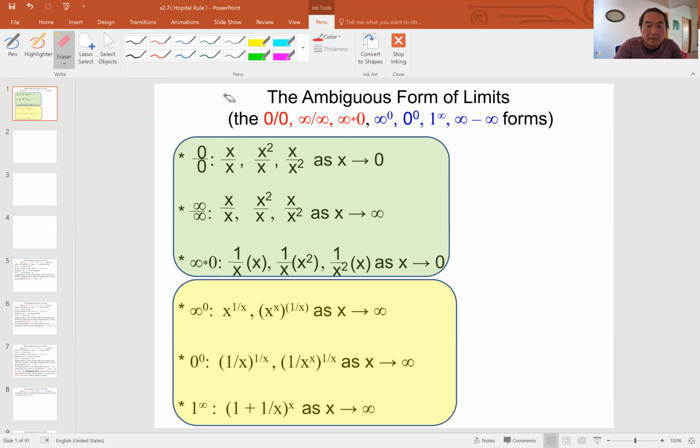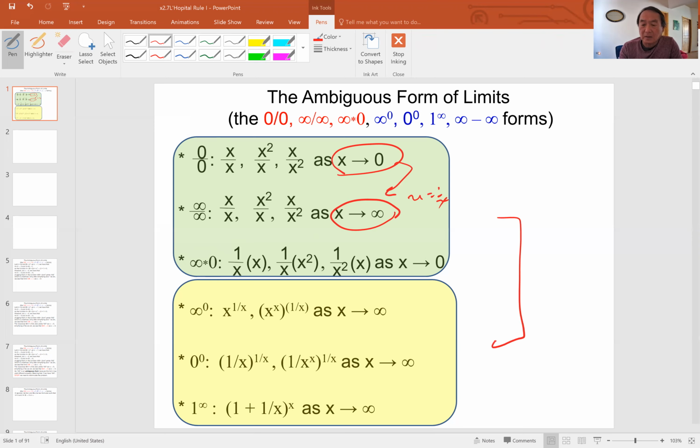And I list a bunch for infinity over infinity. It's a kind of mirror image of 0 over 0. In fact, any problem phrased in terms of x going to 0 can be phrased in terms of x going to infinity, by putting u to be 1 over x and changing everything. And then the second batch, as I was talking about, is something raised to a power.